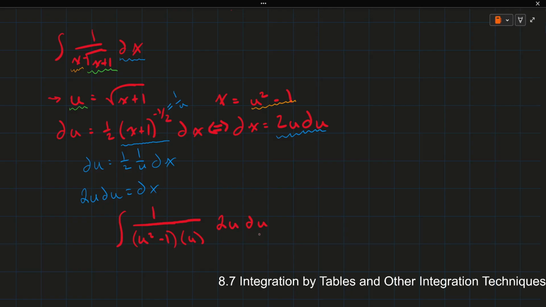Cool. All right. So we can do a bunch of simplification here. There's a ton of terms to combine. We can divide some stuff out. Actually, I guess it's pretty simple. It's a pretty quick one, actually. u divided by u is 1, and then we can just move the 2 out in front here. So then we're left with 2 times the integral of 1 over u squared minus 1 du.